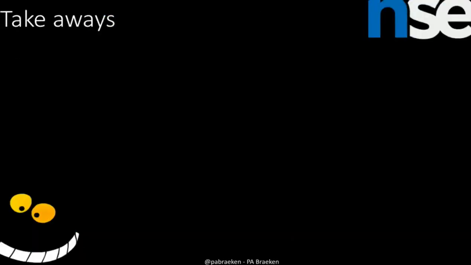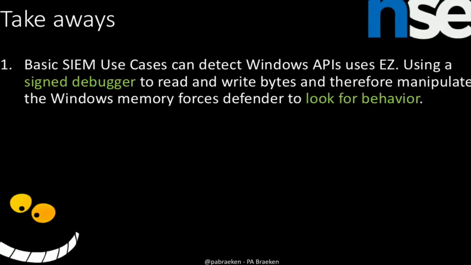So the main takeaways is the basic SIM use cases can already detect API calls. It's easy. You just have to say, okay, I saw that this process makes VirtualAlloc calls to this process, so it's not normal, and security analysts will be able to see that. Using a signed debugger, okay, you drop something on the disk, but it will force the blue team to look at the behavior of your attacks, not just say, this tool was signed, it's okay, I can avoid looking at that.